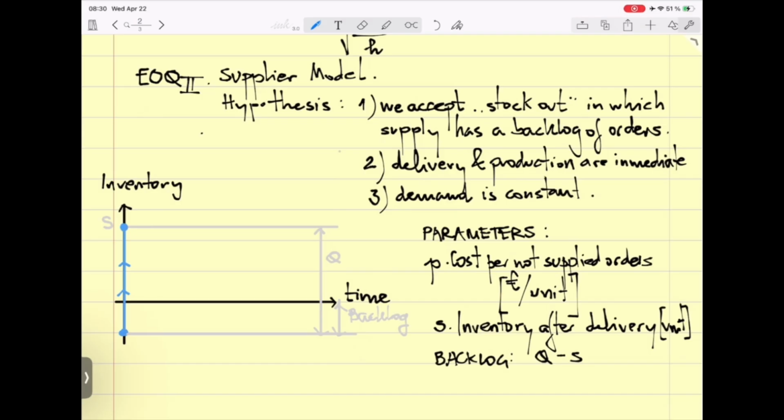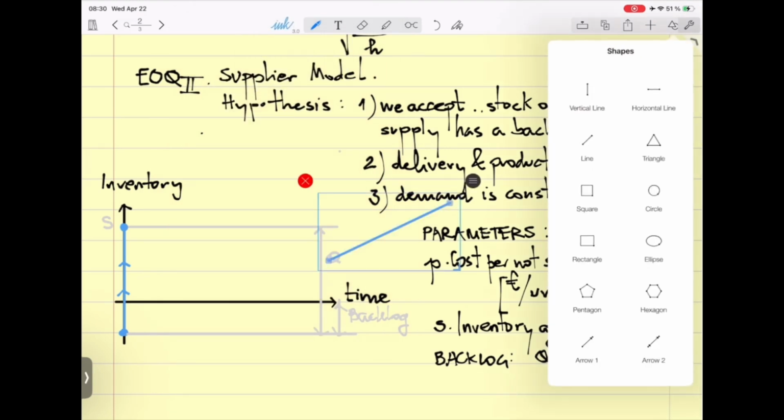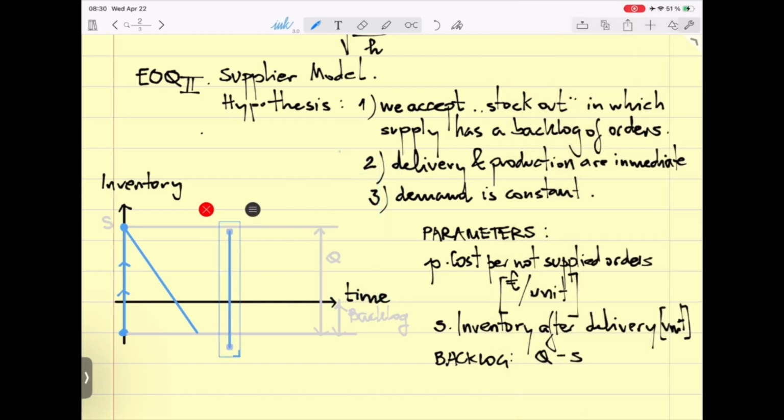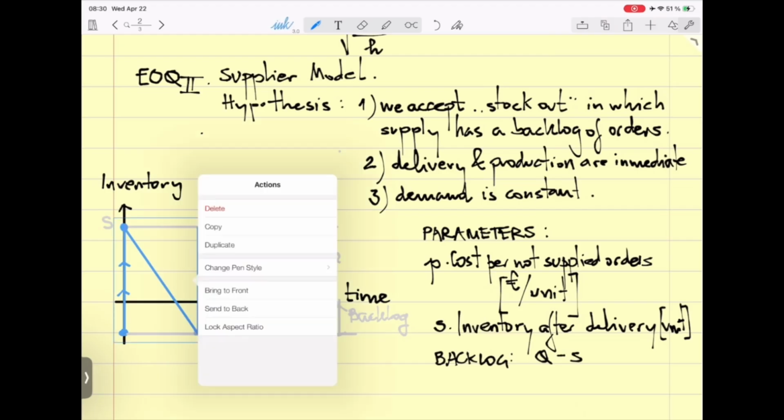And because we have a constant demand, we go down and deplete this inventory at a constant speed. That's why this is again like a saw, going down, then we go up again, and so on and so forth.